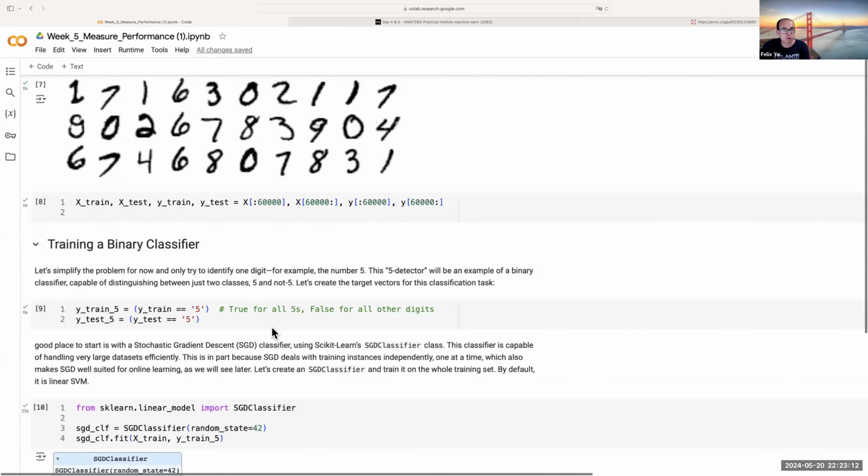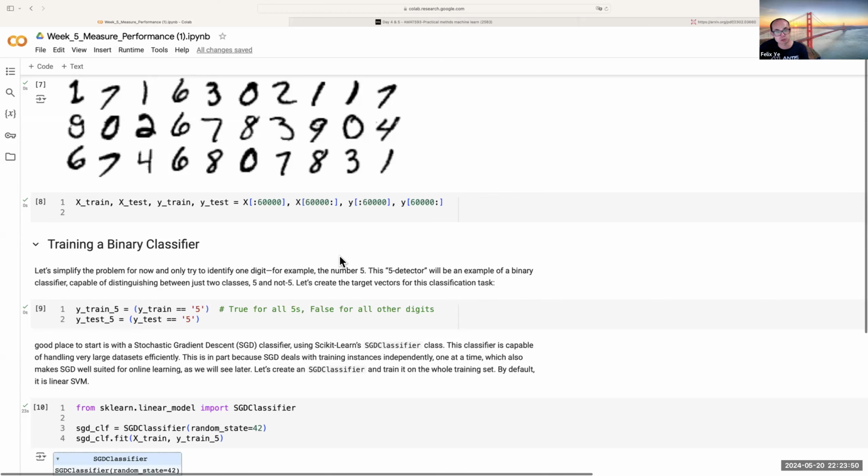Okay, so let's train a binary classifier. We have talked about the binary classifier, which is fundamental to every other classification problem. Let's try a very simple binary classifier trying to identify just one digit, for example the number 5. This is called a 5 detector. It distinguishes the digits between just two classes, 5 and non-5.